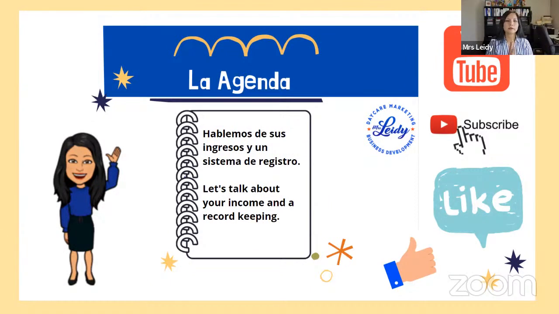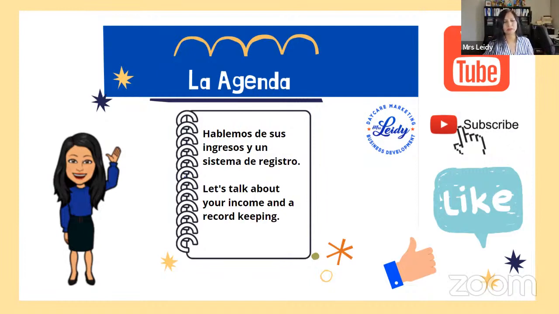So let's talk about income and also let's talk about record keeping. I'm not too happy to talk about this topic because I hate doing my taxes. I hate doing all the record keeping. But as an owner of a small business, I need to pay attention also in that area, which is record keeping. And that is not something that I like to do.